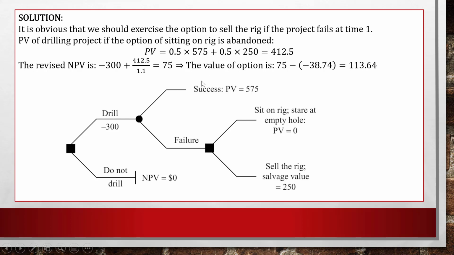I repeat, before we added the option of selling the rig, and only had the choice of staying at the empty hole, the net present value was negative 38.74. After we added the option, the net present value is 75. So there's a gap of 113.64, and this gap represents the value of the option.